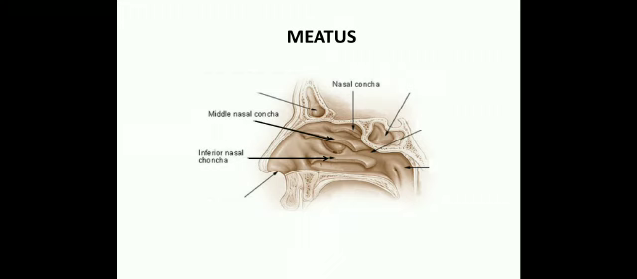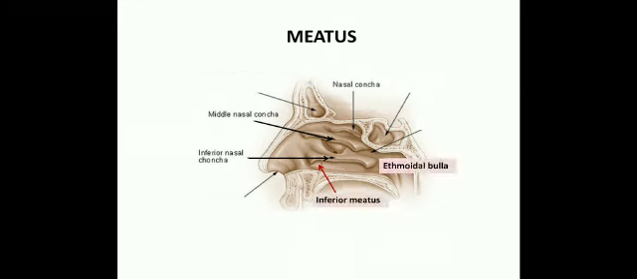Then the meatuses. These are the passages beneath the overhanging conchae. If we just lift the conchae, then the space underneath is the meatus. Each meatus communicates freely with the nasal cavity proper. The inferior meatus lies underneath the inferior concha. It is the largest of the 3 meatuses.